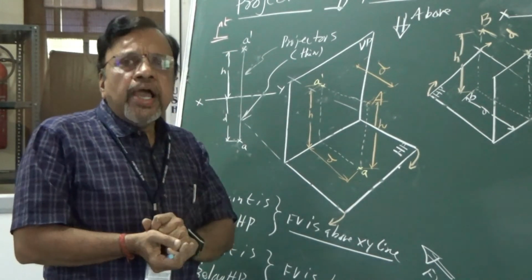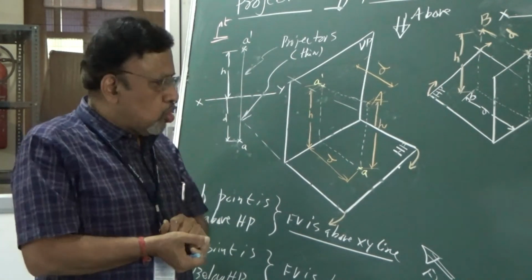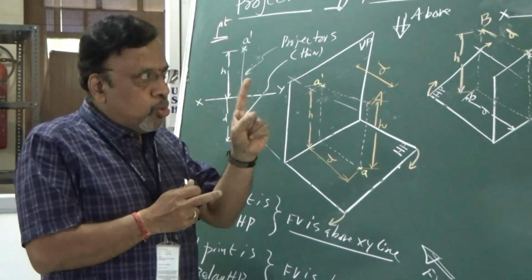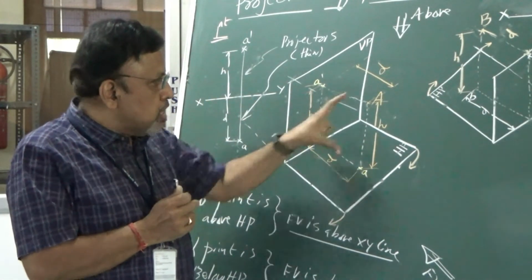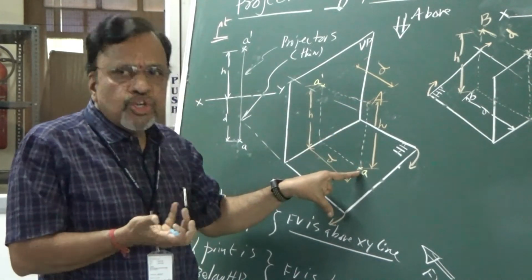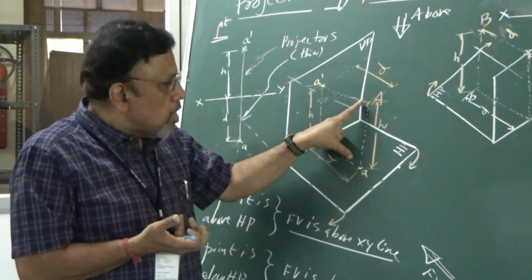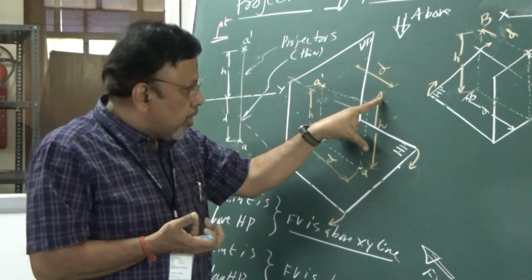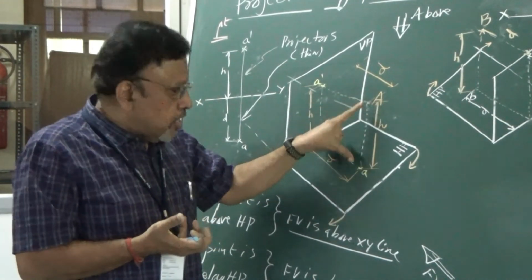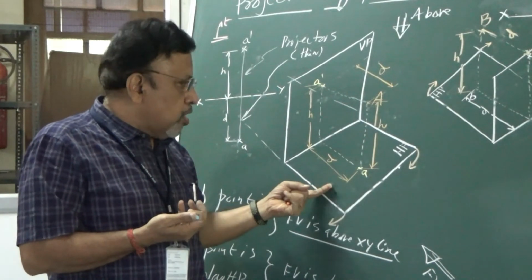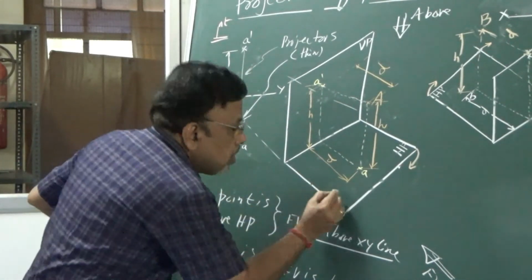Now let us say a point is in HP. So what do you mean, point is in HP? I told you that if I say point in HP, it means this H distance should become 0. H always indicates the distance of a particular point above HP. If H is 0, the point should be on HP itself. That means H distance is 0.